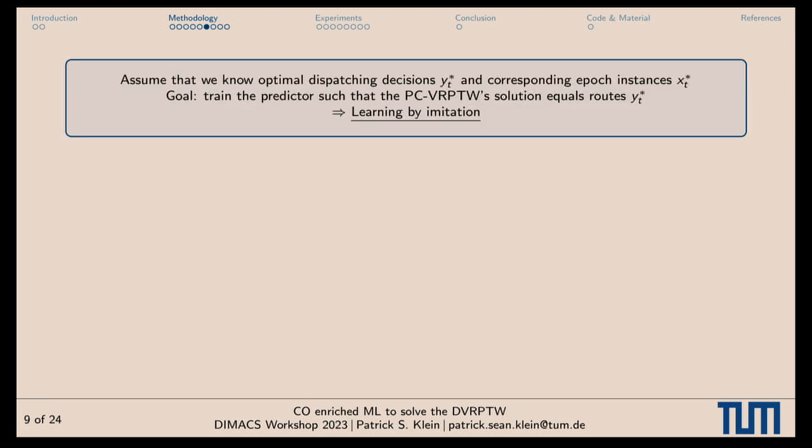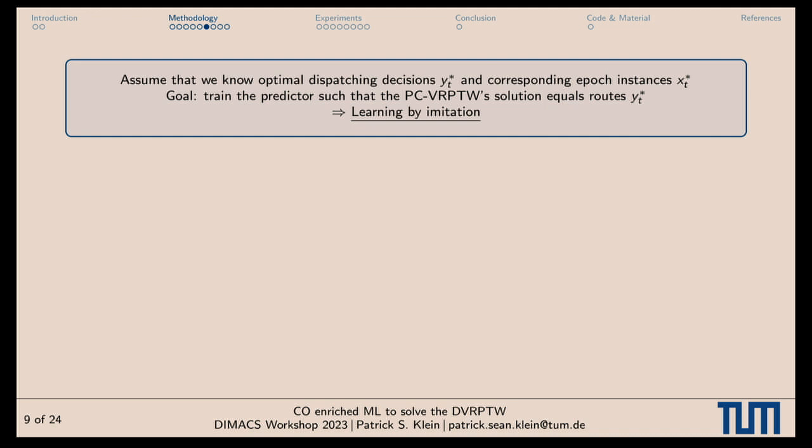Now, with this in mind, we can focus on the machine learning layer of our integrated pipeline. For this purpose, assume that we know the optimal dispatching decisions and the corresponding epoch instances. It's important here to always consider pairs of these because, of course, the epoch instances depend on the dispatching decisions that we did in any earlier epoch.